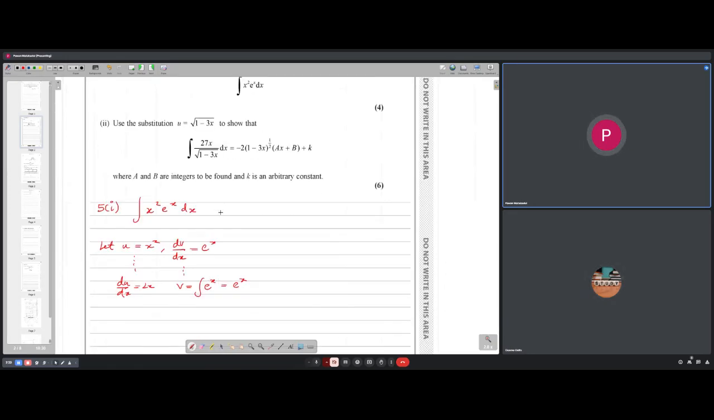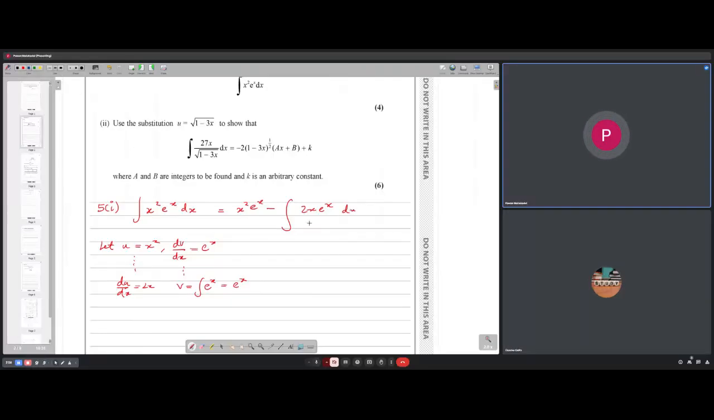So then when you use the formula, you should get u times v, which is x squared e to the x minus the integral of du over dx times v. So that would be 2x e to the x. Does that make sense?